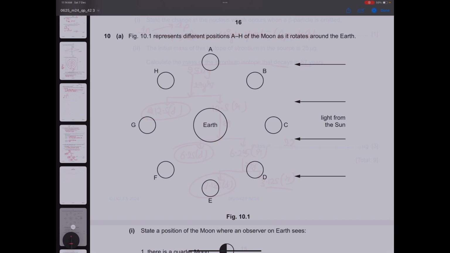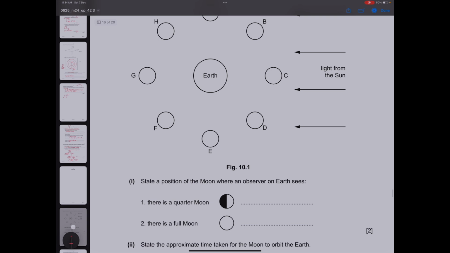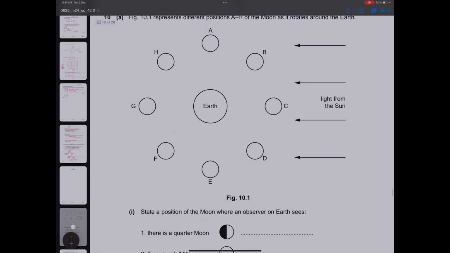Alright? Now, starting with question number 10, this is a space physics question, and they're asking us to state the position of the moon where an observer on Earth sees... So this is one of those points where you need to remember the figure. They can directly ask you anything from it. Now they're asking for quarter moon.